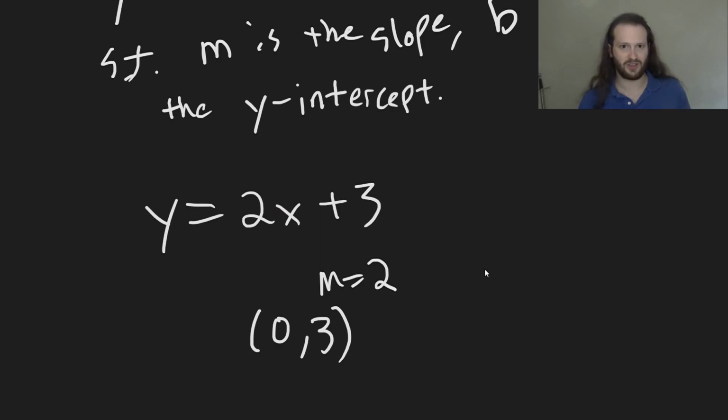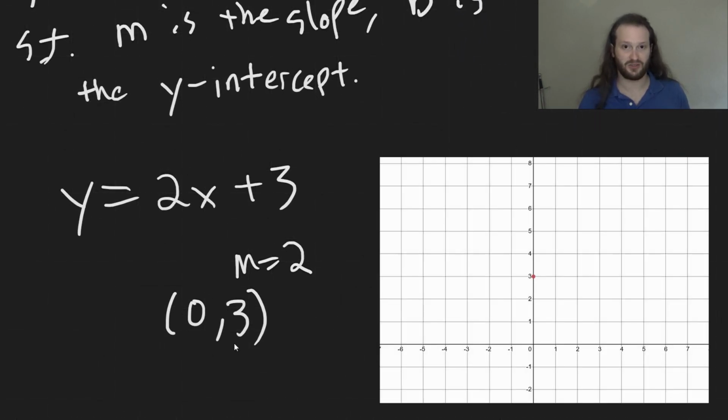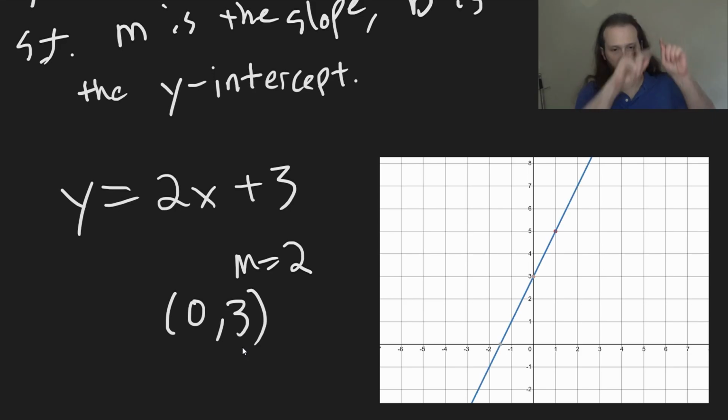To graph something in slope-intercept form, all you do is plot your y-intercept and then go over by 1 in the x direction and then go up by the slope value. That coordinate point is the next point that you need to then draw your line.